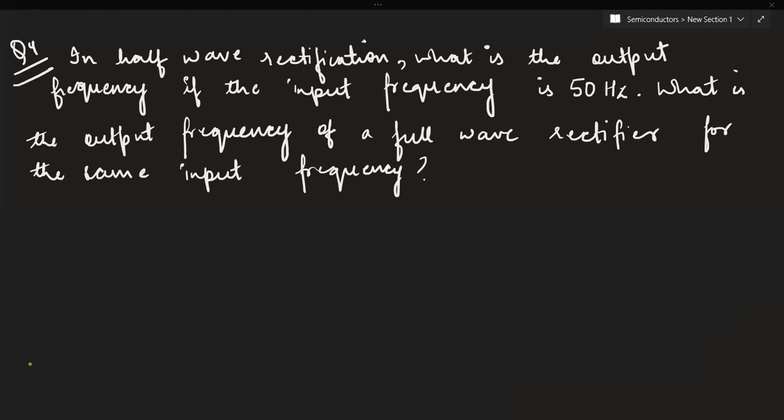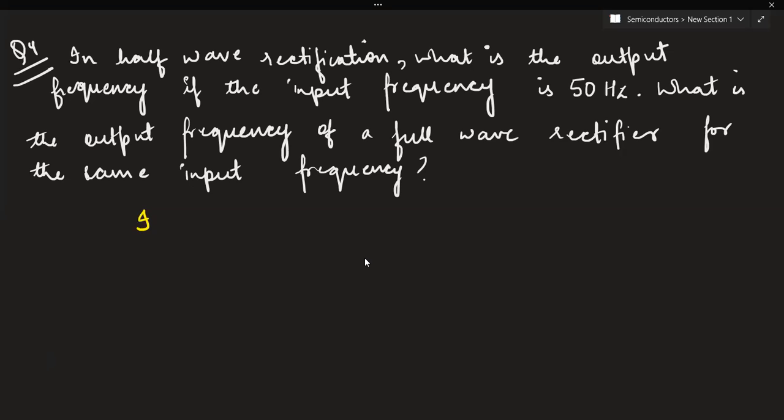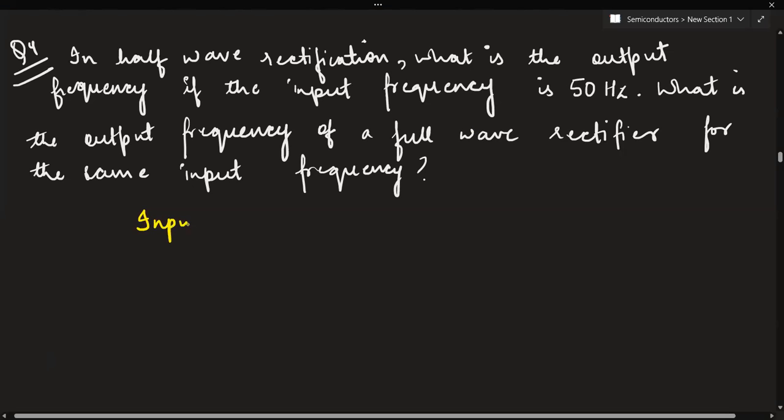See, it says in half wave rectification, what is the output frequency if the input frequency is 50 hertz? And what is the output frequency of a full wave rectifier for the same input frequency? See the input frequency that is provided. Input frequency is given as 50 hertz.